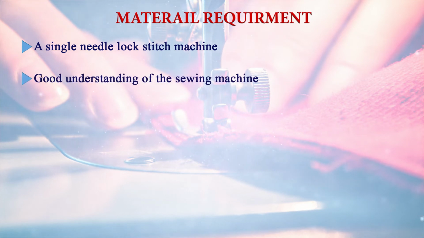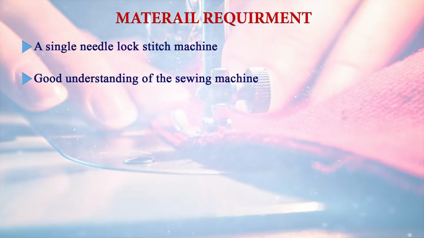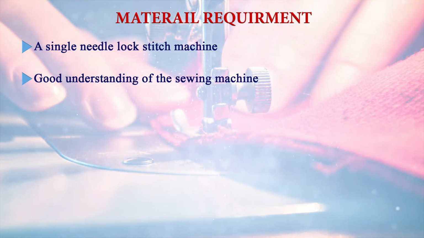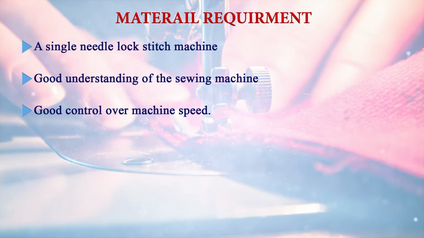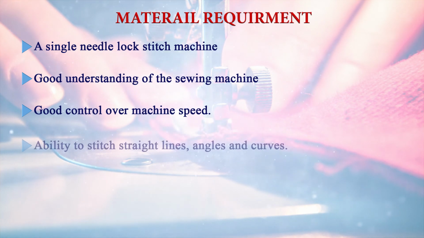Then you need to have a good understanding of the sewing machine. In the earlier activity we discussed every part and function of the sewing machine, and the safety measures for handling it. Before doing this activity, you should have good control from the earlier activity, and a better understanding to perform this activity well. Then you should have good control over the sewing machine speed, which you practiced in the last activity, and the ability to stitch straight lines, angles and curves.